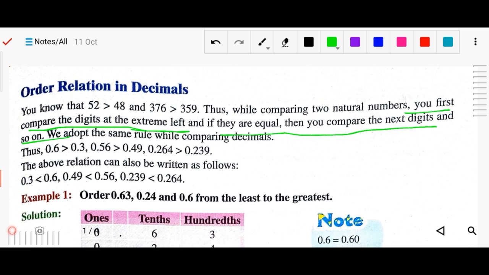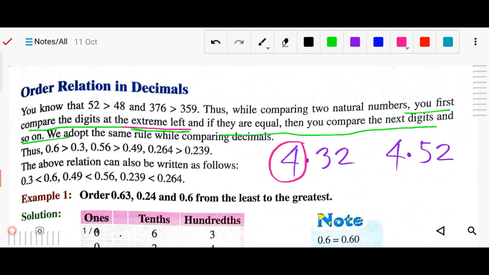and so on. Suppose I take the example 4.32, and we have to compare it with 4.52. So how will we compare which number is the greatest and which one is the smallest? For comparing, as I just told you, we have to check the extreme left. Extreme left here is the 4. In the second number, the extreme left is also 4. First of all, we will compare these two. Either it is equal, greater than or less than.